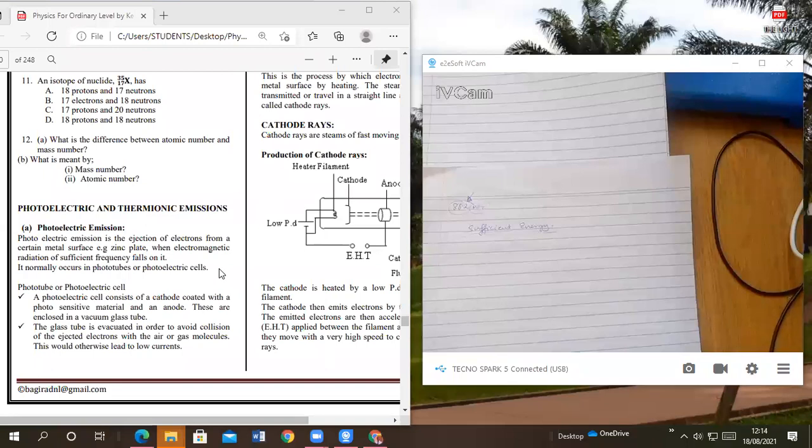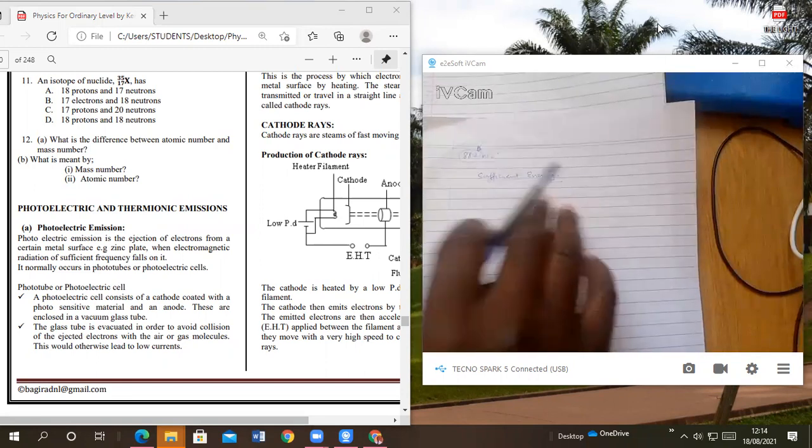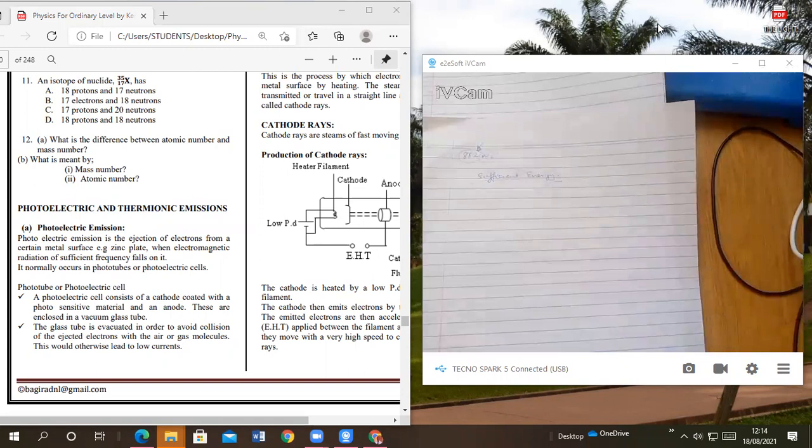Now, Maya was asking about the applications of photoelectric. We are looking at photoelectric, not thermionic emission. So the applications of photoelectric, one of them is the photoelectric cells. What are photoelectric cells? These are very small cells that are found in solar panels. Some of you have calculators that have a solar panel on it. Members, are we together?